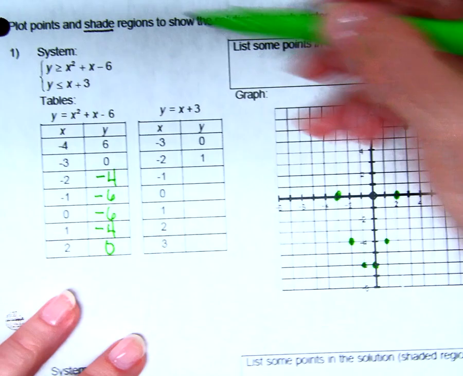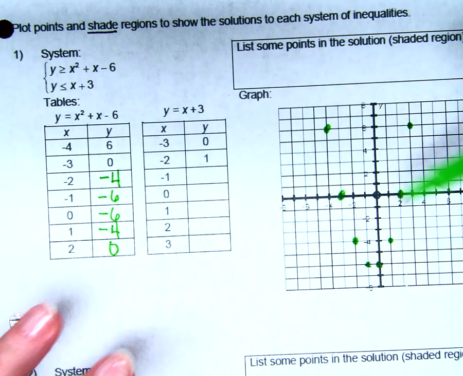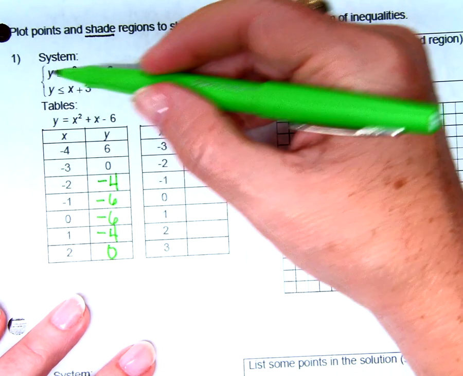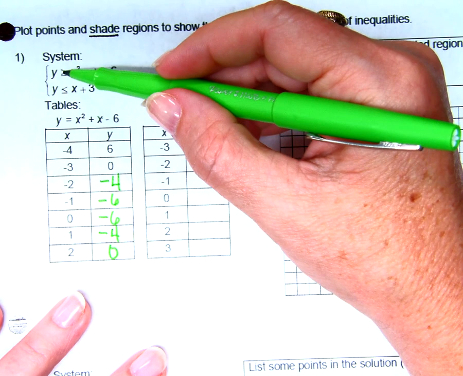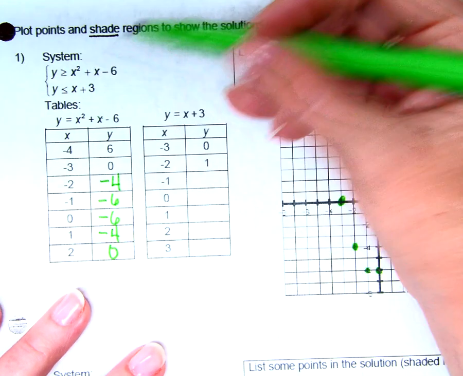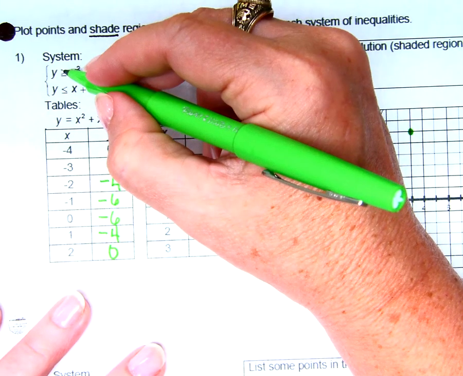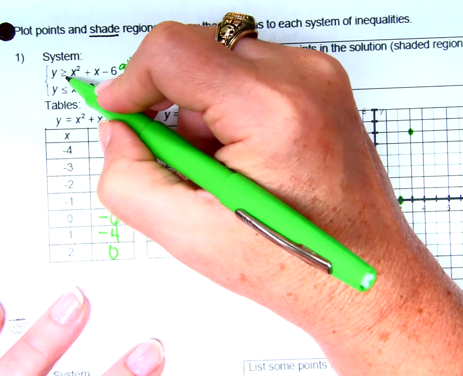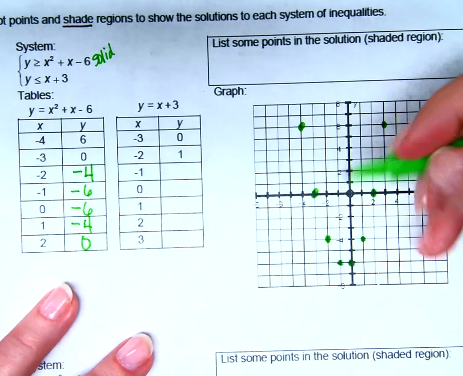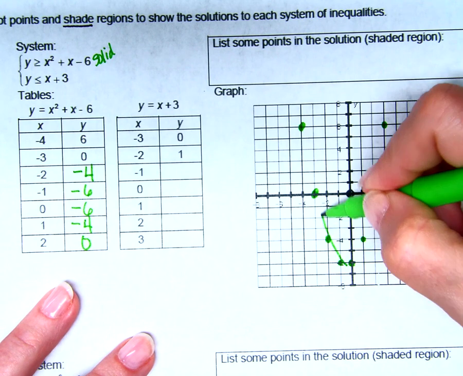Okay, now before I do anything else, I need to go back up to my inequality and decide, what do I need to decide? If it's solid or dotted, right? That's what I need to decide first. Is this solid or dotted? Solid because why? Or equal to, right? Okay, so I'm going to go ahead and draw this in.